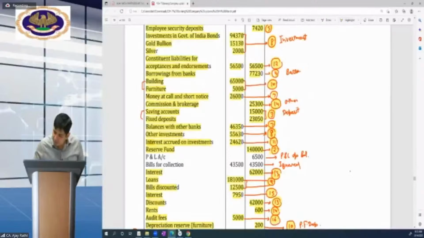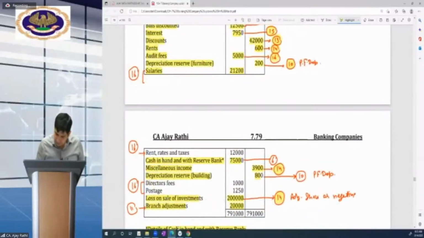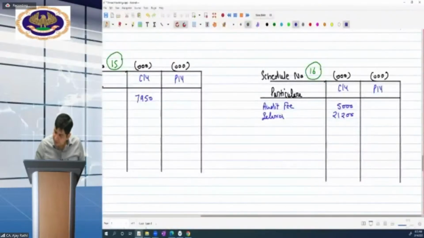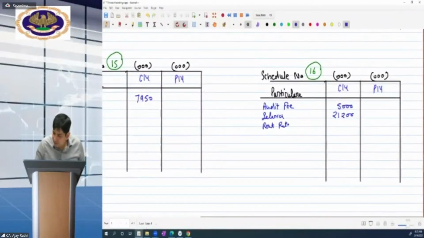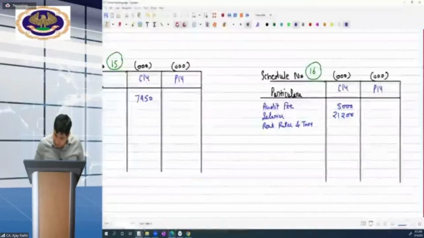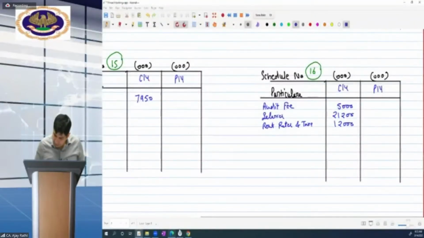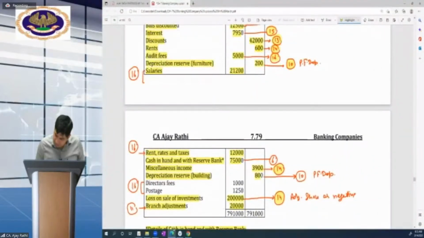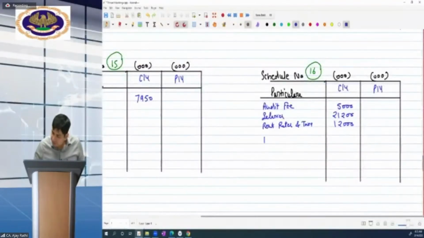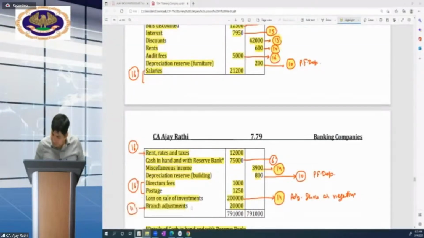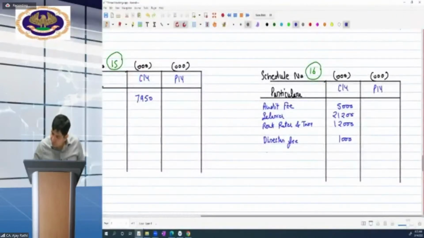16. Only below side. Rent, rates and taxes. That is how much? That is 12,000. Next one is director fees, 1,000. And then postage, 1250.